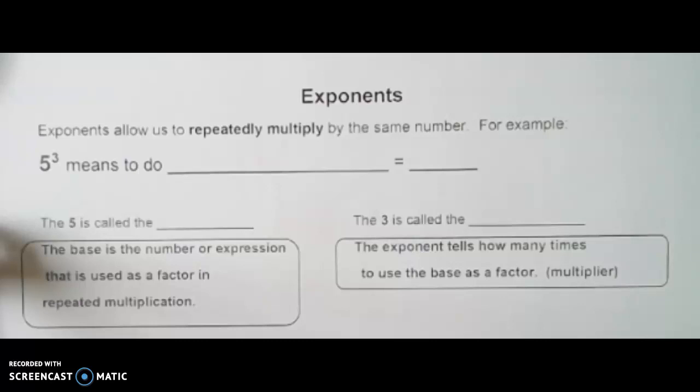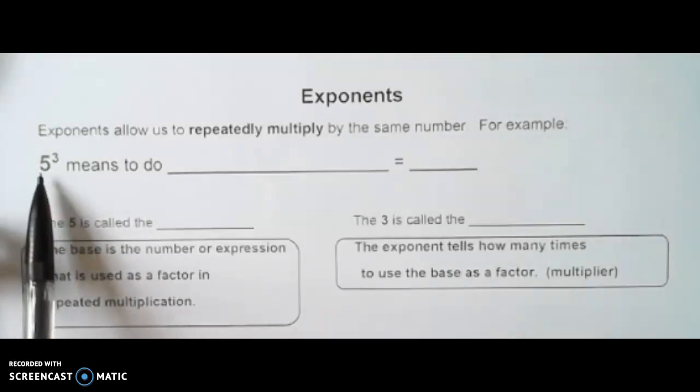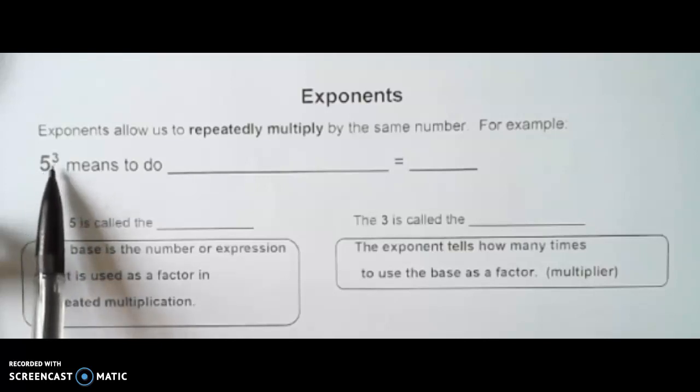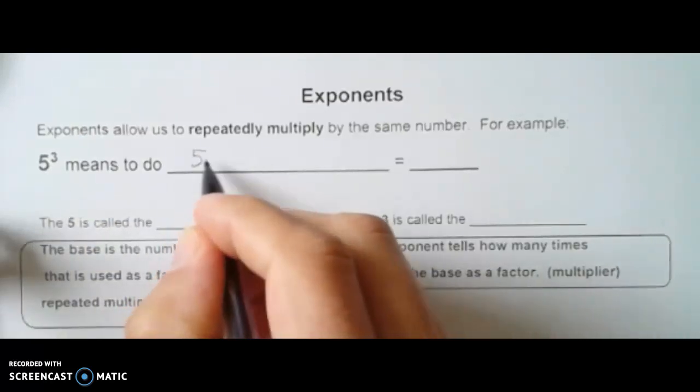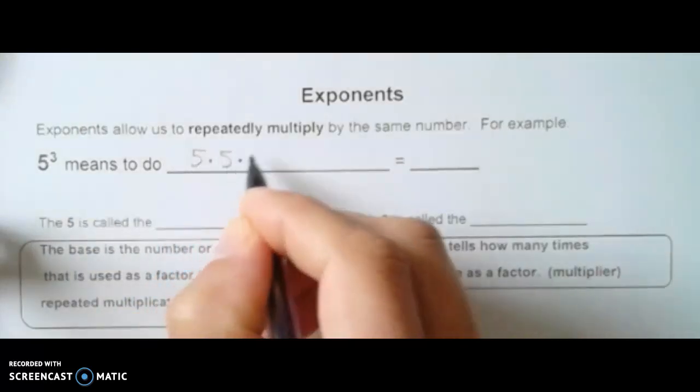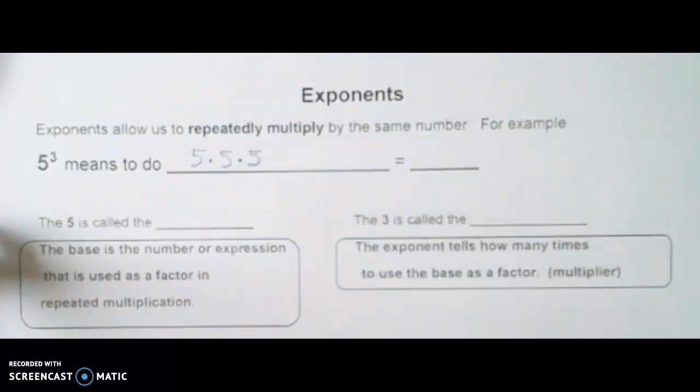Exponents, if you remember, allow us to repeatedly multiply by the same number. For example, this is read as 5 to the third power. What this means is that I'm going to take the number 5 and multiply it by itself 3 times. 5 to the third means to do 5 times 5 times 5.